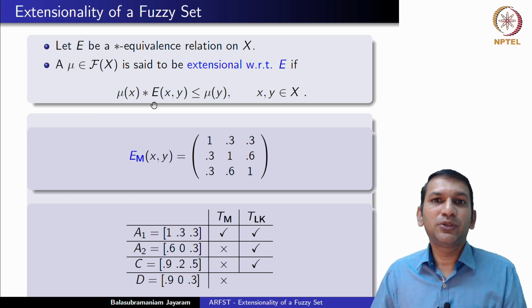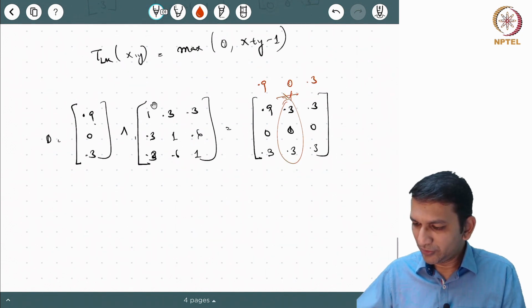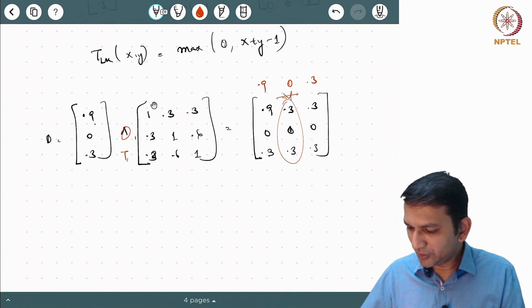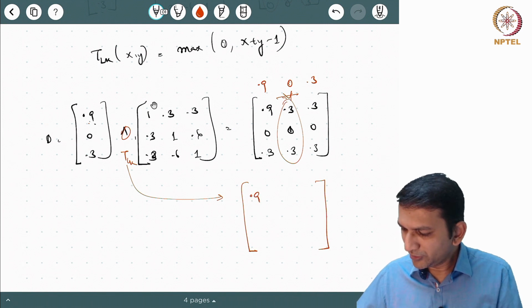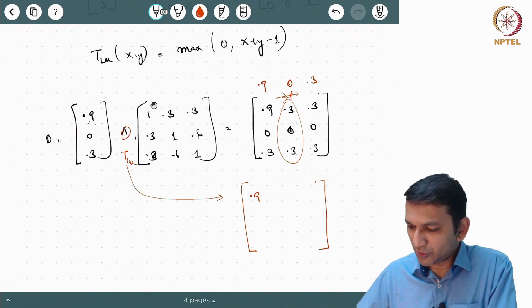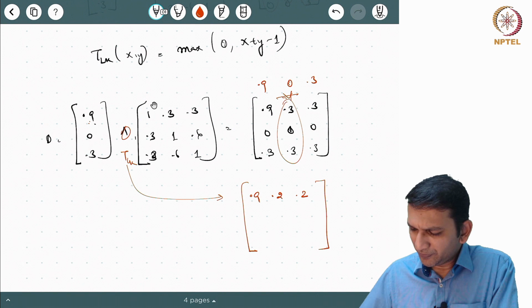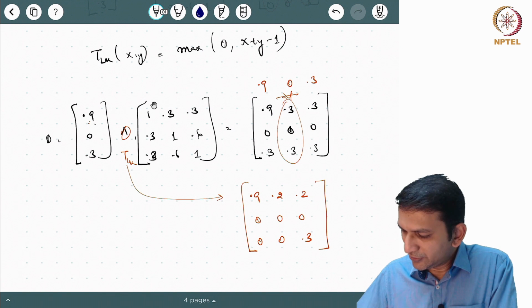So this is not extensional with respect to T_M. Is it extensional with respect to the Lukasiewicz T-norm? Let us look at that also. So all we are going to do is change this into the Lukasiewicz T-norm. 0.9 and 1 will be 0.9. 0.9 and 0.3 will be 0.9 plus 0.3 minus 1, 1.2 minus 1, which is 0.2. So this is also 0.2. 0 will give you 0 throughout. 0.3 and 0.6 will be 0. This is 0.3.